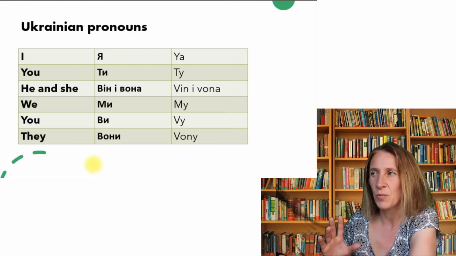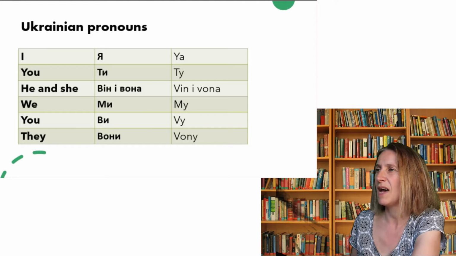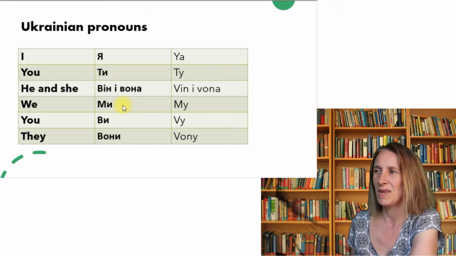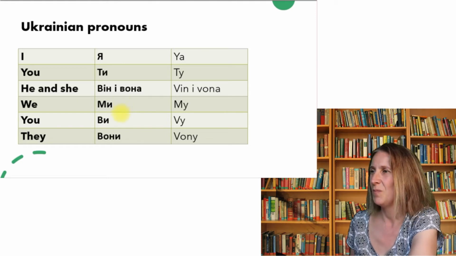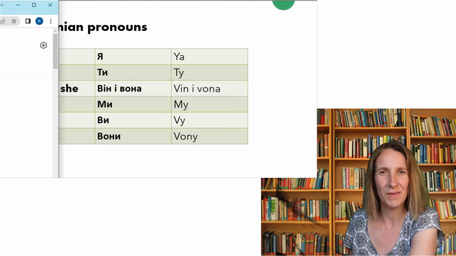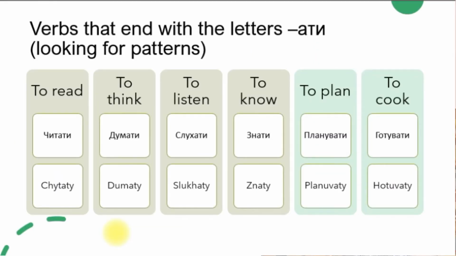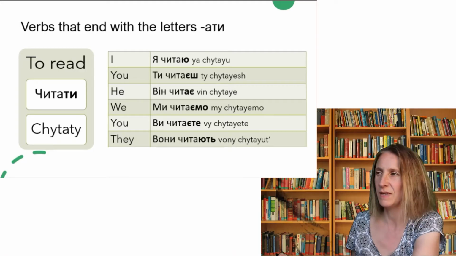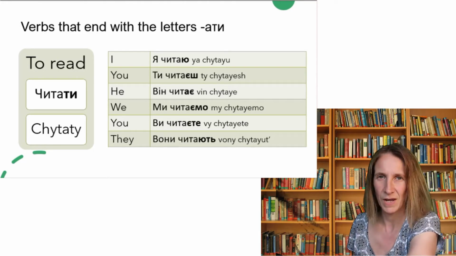Here are the Ukrainian pronouns. We'll need them as well. We have я, ти, він і вона, ми, meaning we, ви, and вони. Looking for patterns with verbs that end with the letters ати. And I've got these two in a different colour, планувати and готувати, for a reason. Let's look at this first before we go into why those two were a different colour.